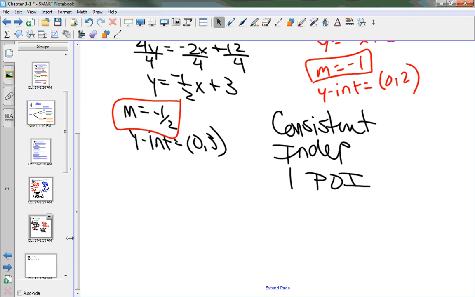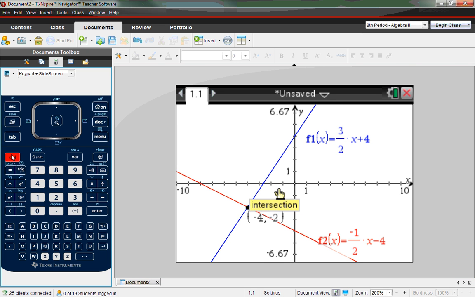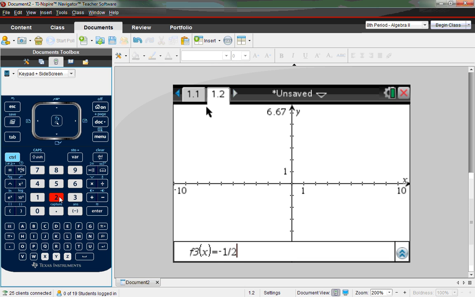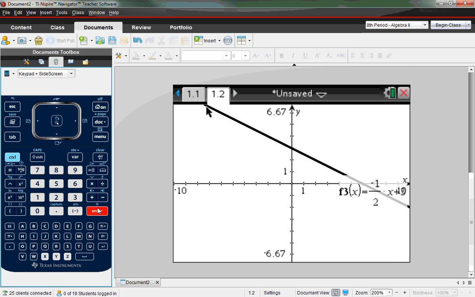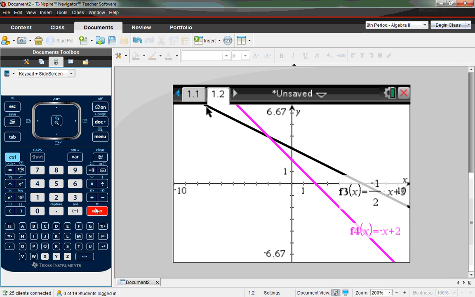So I go back to my graphing calculator. I'm going to hit Control, Doc, and add a new graphs page. Anybody tell me what the function was I need to put in there? What was y equals mx plus b? Negative 1/2 x plus 3. Hit enter. Hit tab. Now what's the second one? Negative x plus 2. Was that it? And hit enter. Now how do I find my POI?